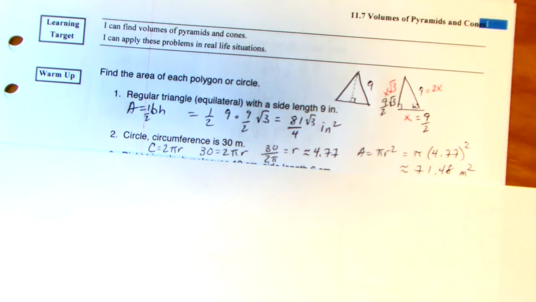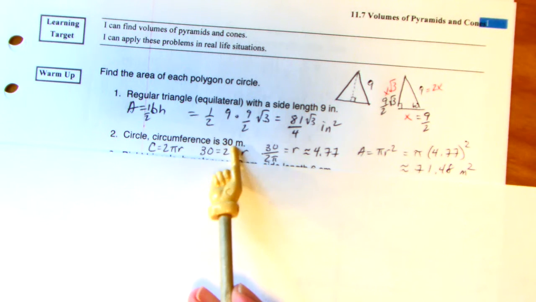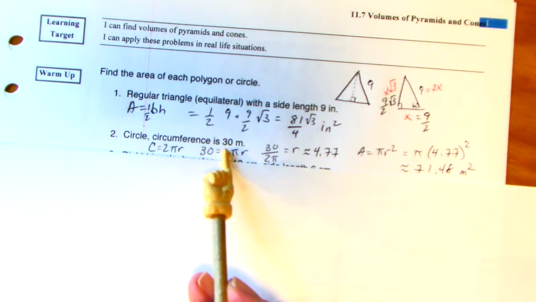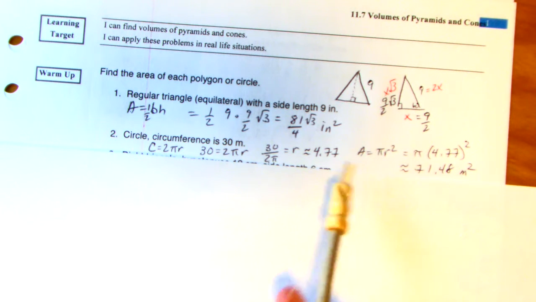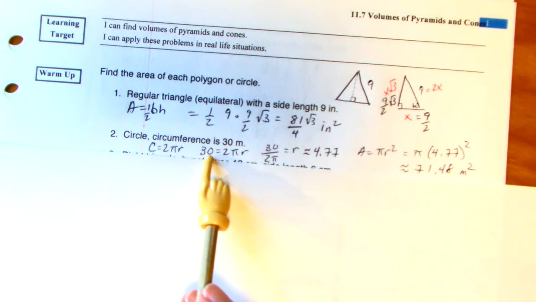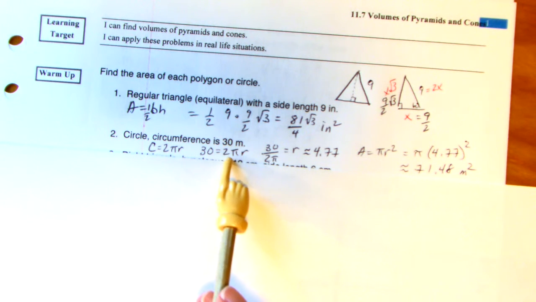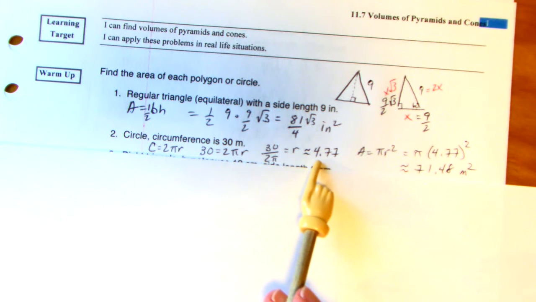But this one's a little different. And there's not a lot of space here, so I apologize. The circumference is given, so we have to solve for r, because we need that for the formula for area. Circumference is 2 pi r. 30, the circumference, equals 2 pi r. Divide both sides by 2 pi to get r by itself. So 30 divided by 2 pi is approximately 4.77.